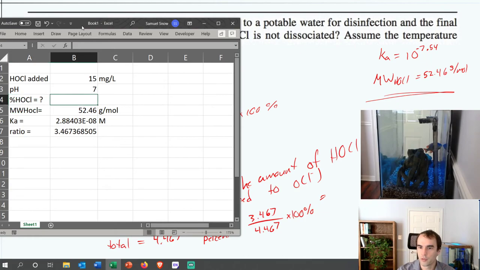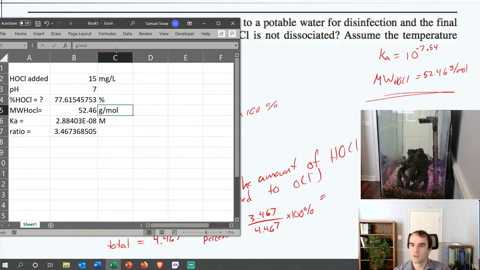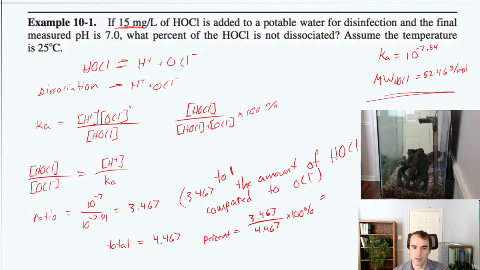So we'll say this percentage equals this divided by this plus 1. And we'll multiply that by 100%. So the answer here would be 77.6%. So even at a neutral pH, we're getting something like 77% of our chlorine is in the kind we want. So just putting it a little more acidic gets it even further there.